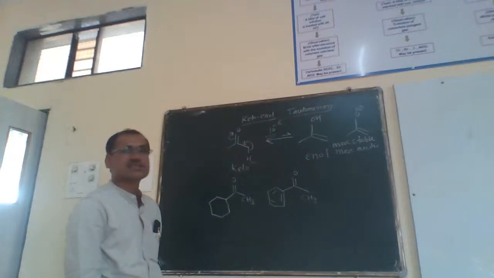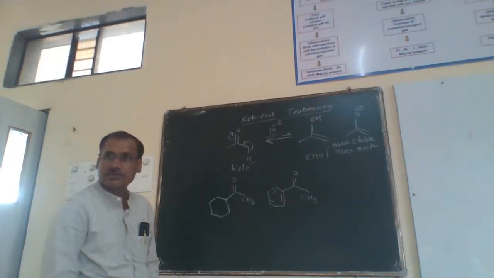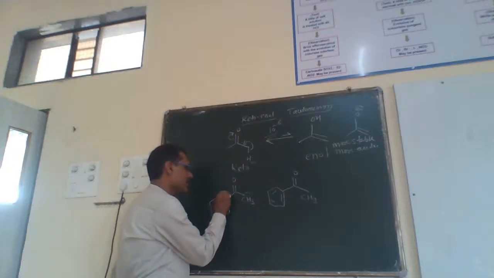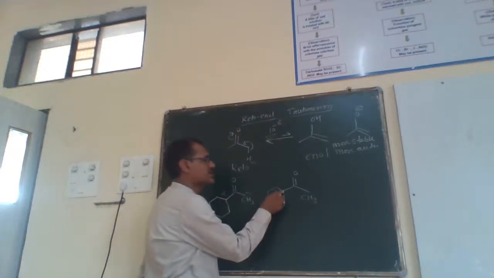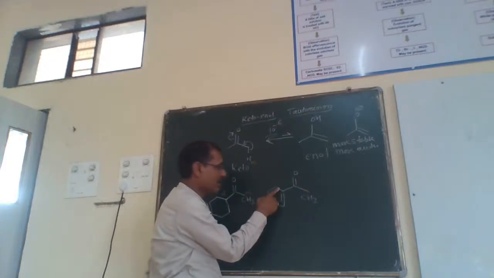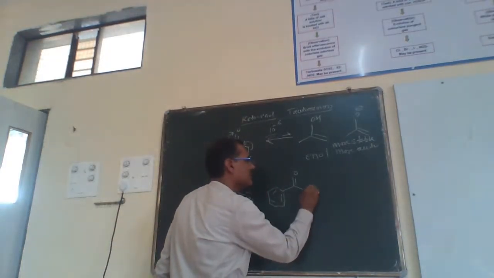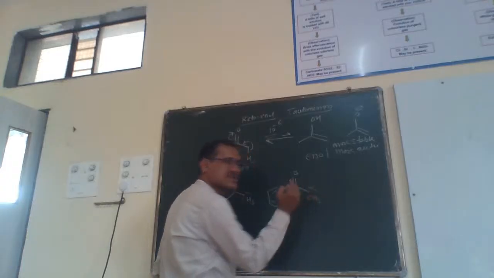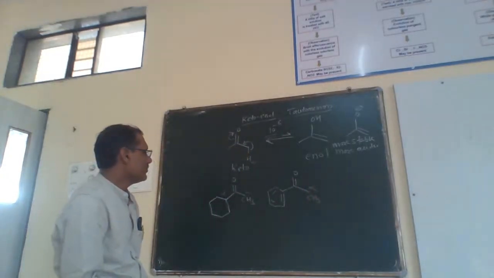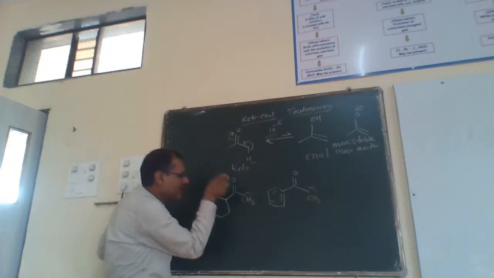Now, which is the enolizable hydrogen here? In this case, there are two enolizable hydrogens because this happens to be alpha carbon, this happens to be alpha carbon. In this case, this is alpha hydrogen, alpha carbon, but there is no alpha hydrogen here. 1, 2, 3, 4, all four valencies are complete, but this happens to be the alpha carbon in this case. Agreed?